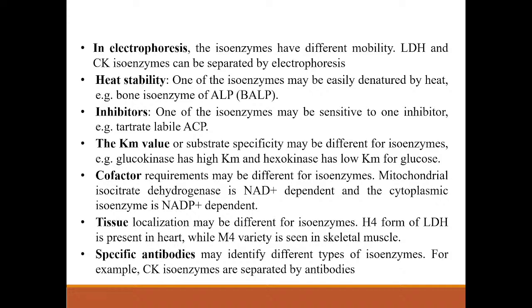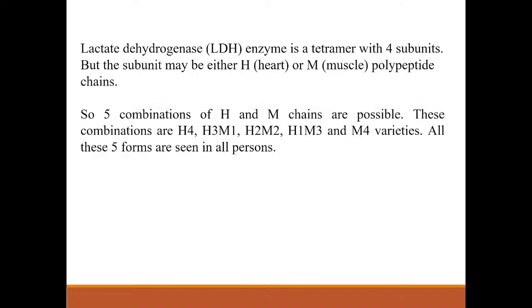Specific antibodies may identify different types of isoenzymes. CK isoenzymes are separated by antibodies, because of the antigen-antibody reaction; enzymes are protein in nature. So, tagging the enzymes will tell you what type of enzyme is there and how it functions. Lactate dehydrogenase enzyme is a tetramer, that I wanted to know from you. Tetramer means 4 subunits. Try to remember this example, because when you write about isoenzymes you have to write with an example, and that example should be properly written down with the diagram. I will give you the diagram.